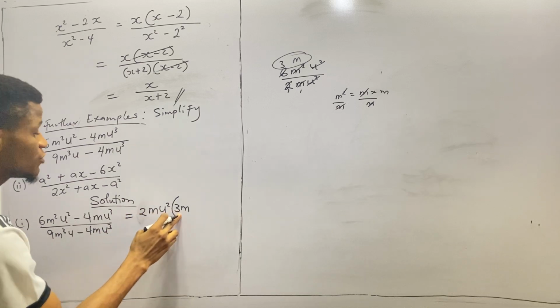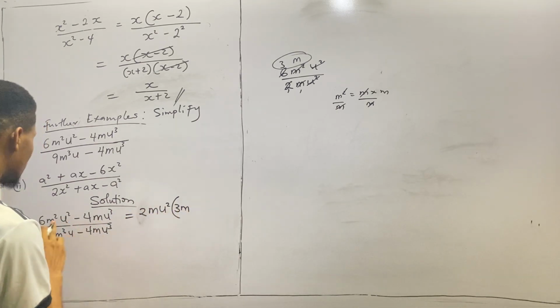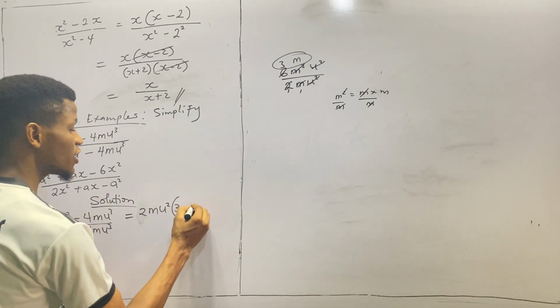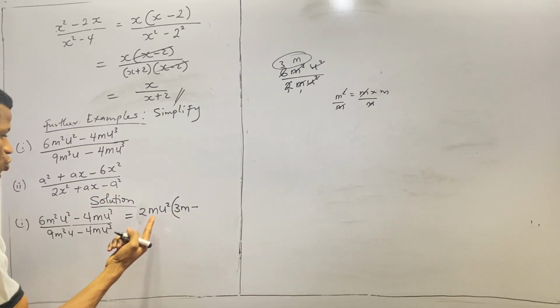So we can try it. 2 times 3 is 6. m times m is m square. And we have u square left. Okay, so here we have a negative sign. So we divide this with this.